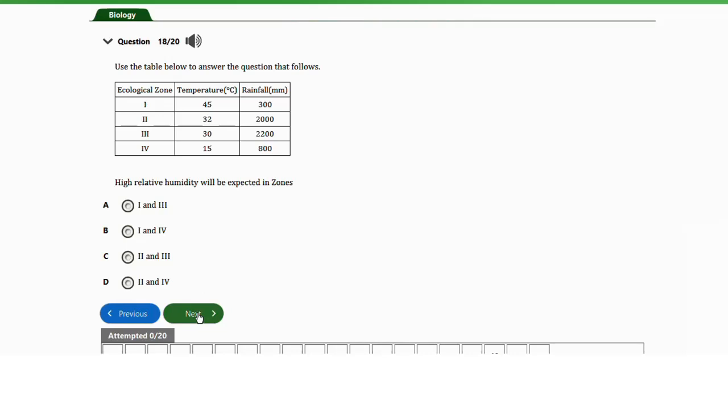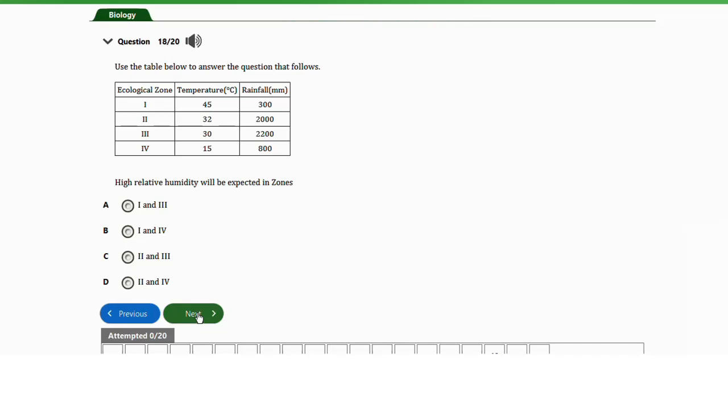So guys, when you look at the zones here, you have zone I, the temperature is 45 degrees Celsius and the rainfall is 300 millimeters. Zone II, the temperature is 32 degrees Celsius and the rainfall is 2000 millimeters. Then zone III, the temperature is 30 degrees Celsius and the rainfall is 2200 millimeters. Then zone IV, the temperature is 15 degrees Celsius and the rainfall is 800 millimeters.